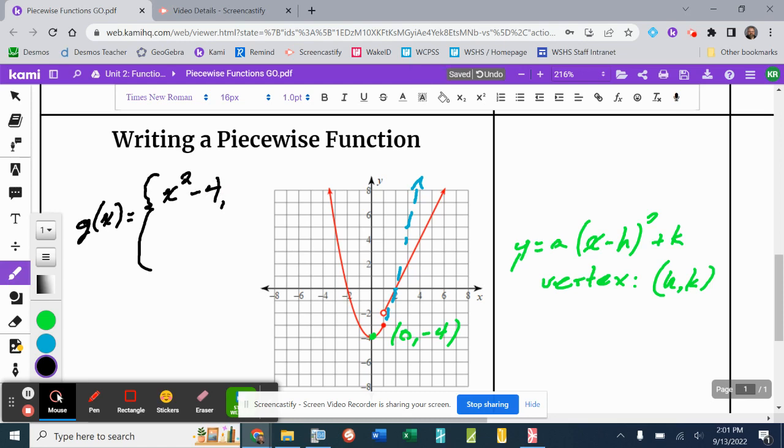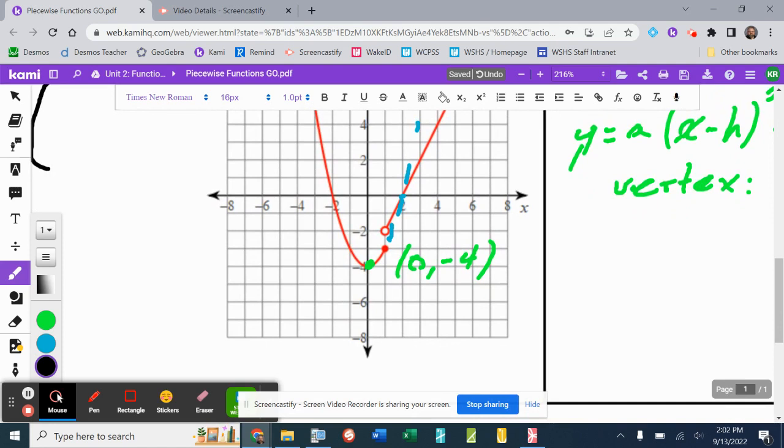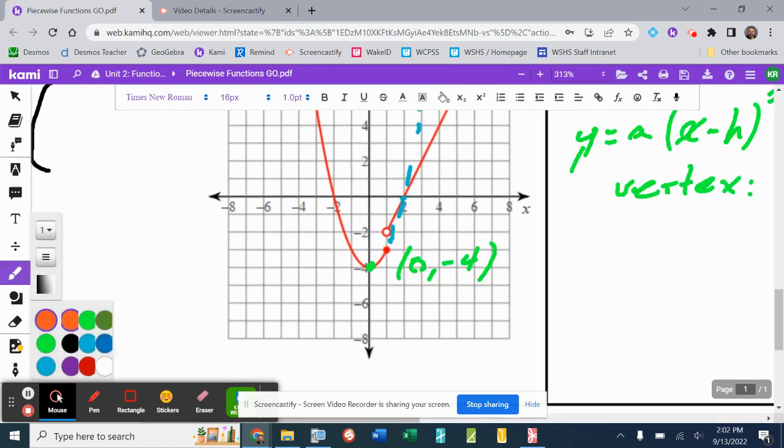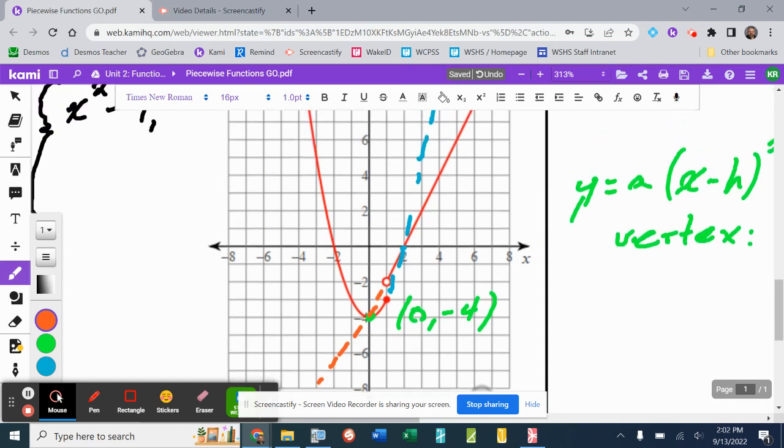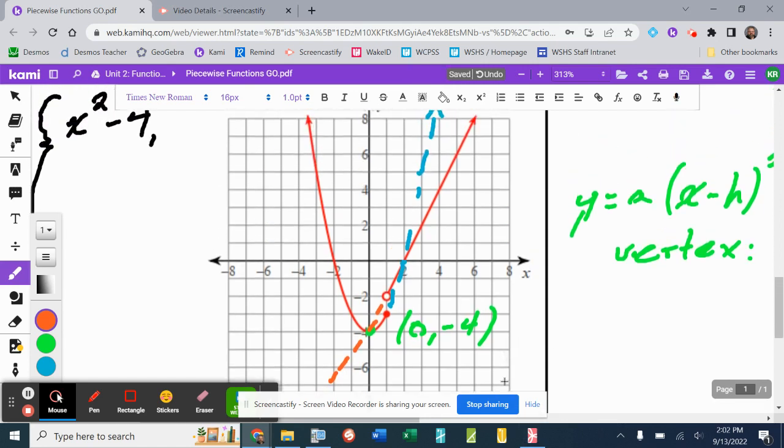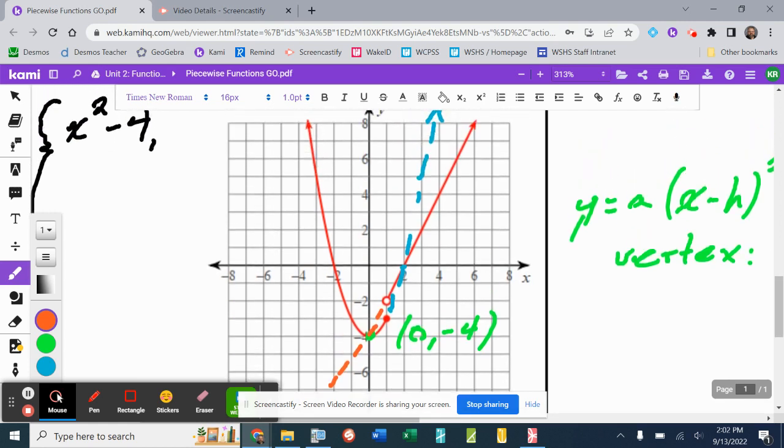But next, I want to focus on the linear piece, that second piece. We can see it's a line, so we know its parent function is y equals x. For this one, we can see that they've changed it just a little bit, but if we were to imagine it, it would continue to fall in this direction here. And so we need to determine its slope. If I look, I can tell that I'm rising 2 and running 1. The dash line I did, not so good, but we can get the idea.